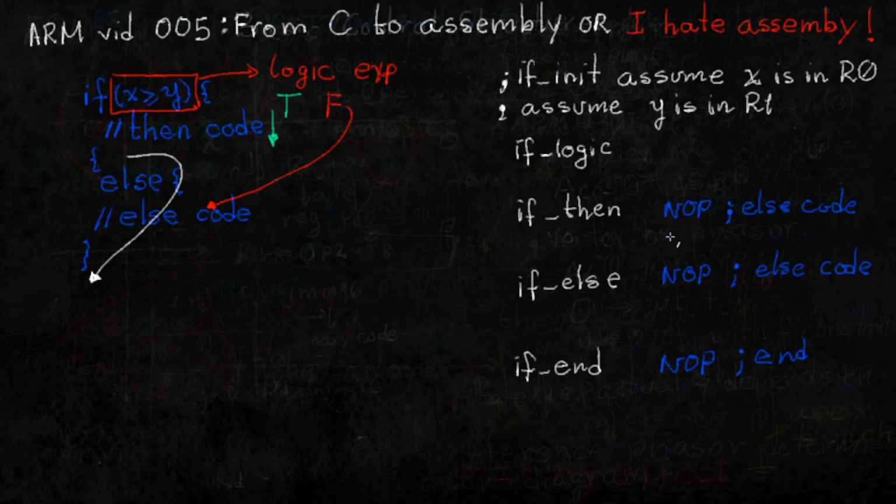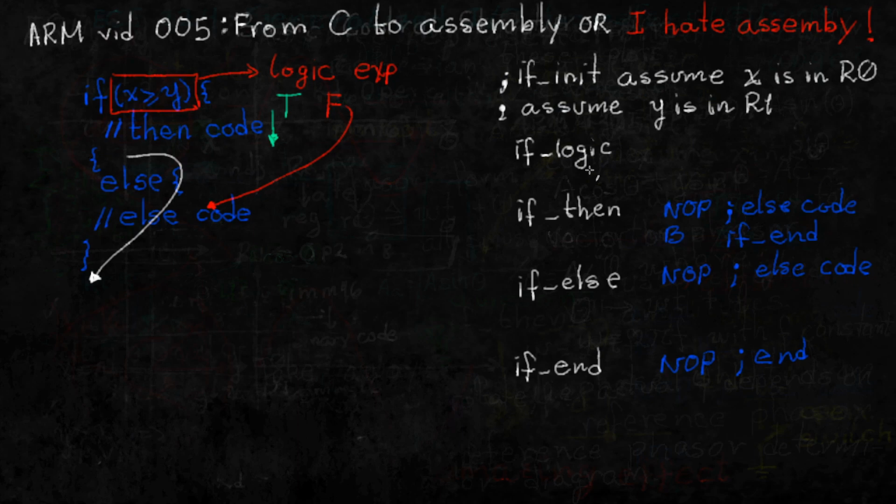Remember that when we finish with the then code, we need to have an unconditional branch to the if end. So let's put that one here, b if end. What remains is the if logic.